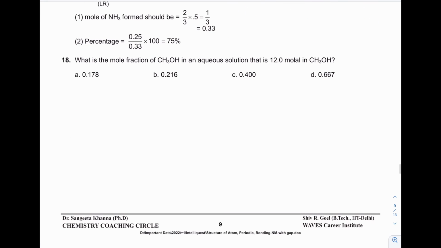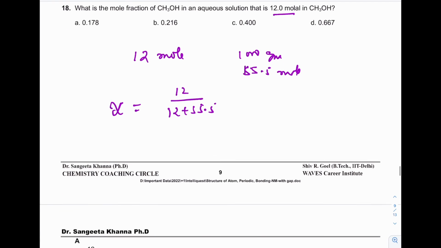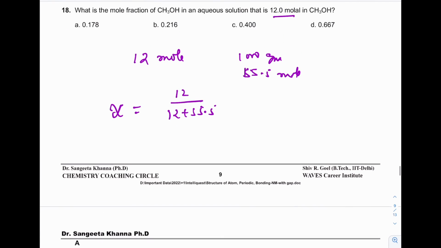Next is, what is the mole fraction of 12 molal methanol? 12 molal is 12 moles in 1000 gram water. That is 55.5 mole water. So mole fraction will be 12 by 12 plus 55.5. It is 0.178.